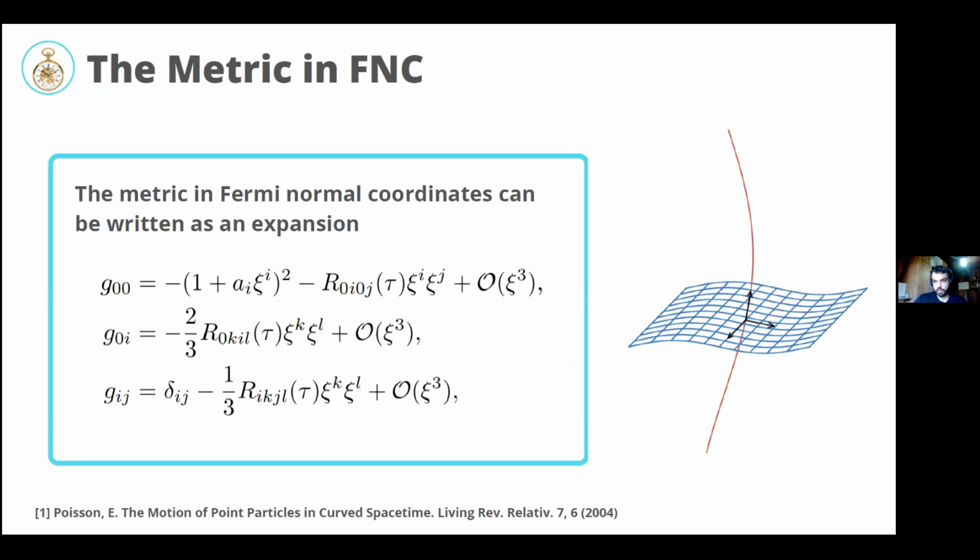And one of the reasons why the Fermi-normal coordinates are so useful for describing things that are close enough to time-like curves is the fact that you can actually find a very nice expansion for the metric components in Fermi-normal coordinates in terms of the proper distance between events in the surfaces and the curve. So these would be the expansions. These expansions are given in terms of the acceleration of the trajectory and the space-time curvature along the trajectory itself.